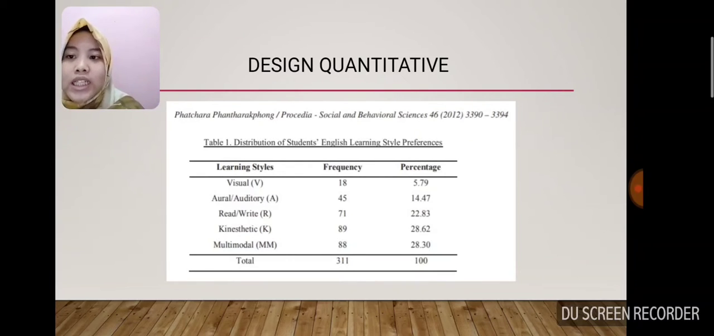Table 1, as you can see, is the distribution of students' English learning style preference. In this table we can see that kinesthetic and multimodal have higher scores or higher percentages. Kinesthetic has 28.62% and multimodal has 28.30%. So the conclusion for this table is that students prefer kinesthetic and multimodal.